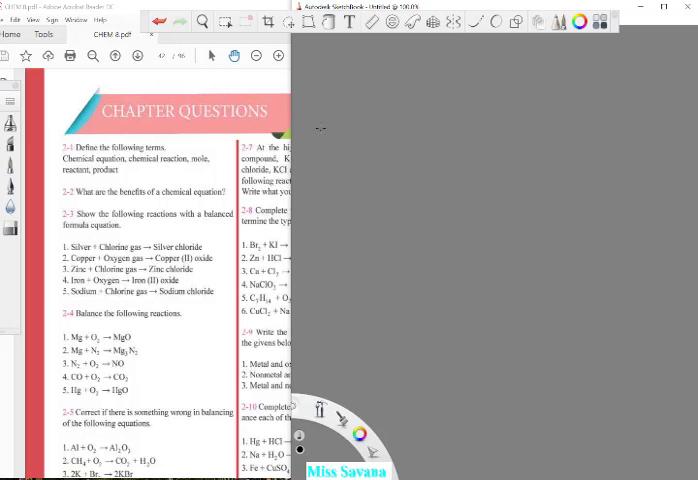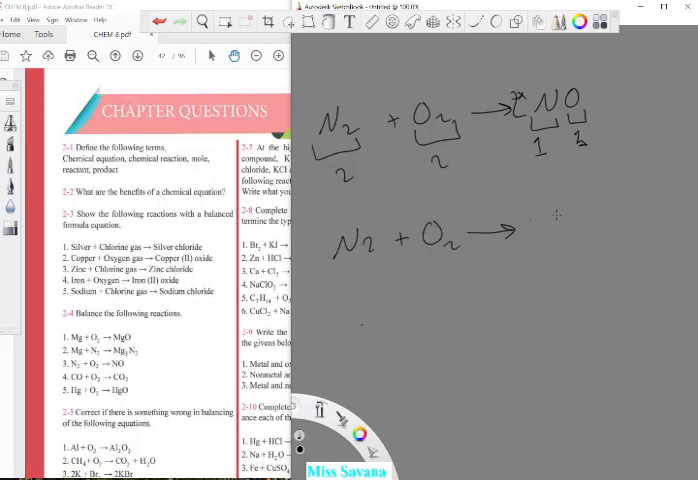N2 plus O2 equals NO. Now this one is 2 and this one is 2. Now this one is 1 and this one is 1, so what should I do? Multiply it by 2. This is all you have to do, so it will become something like this: N2 plus O2 equals 2NO. Okay, that's it. Moving on to the next one.